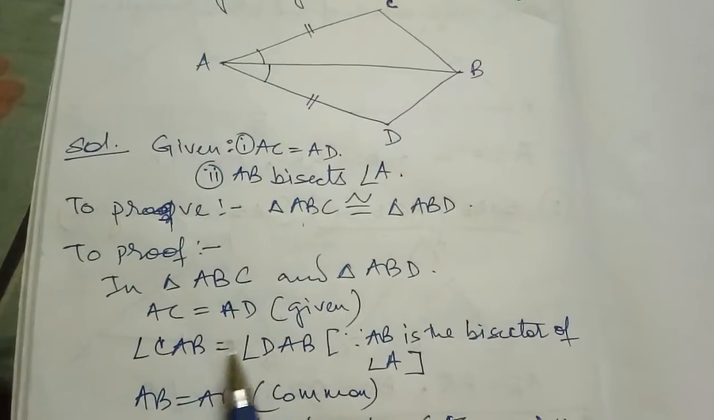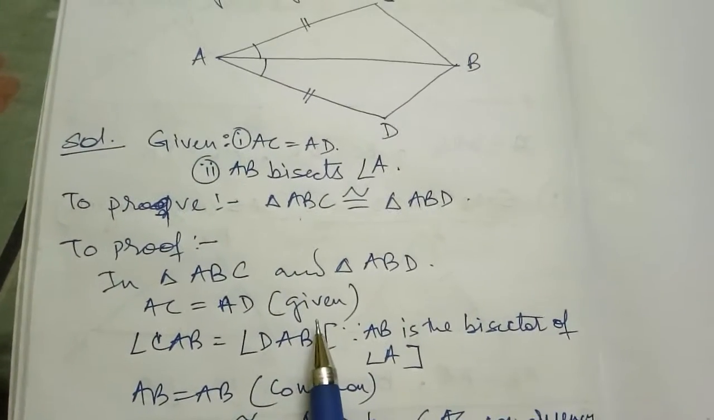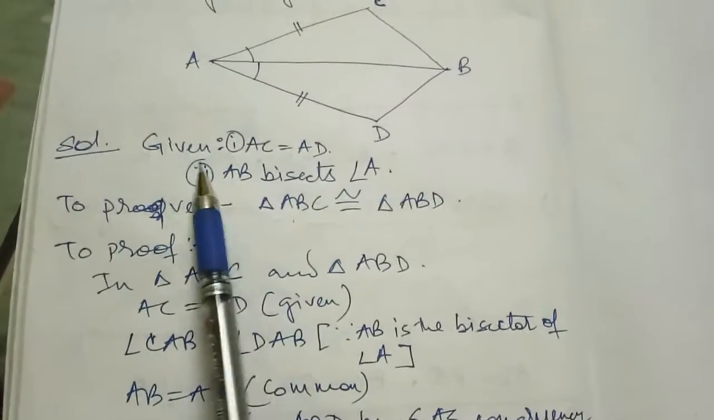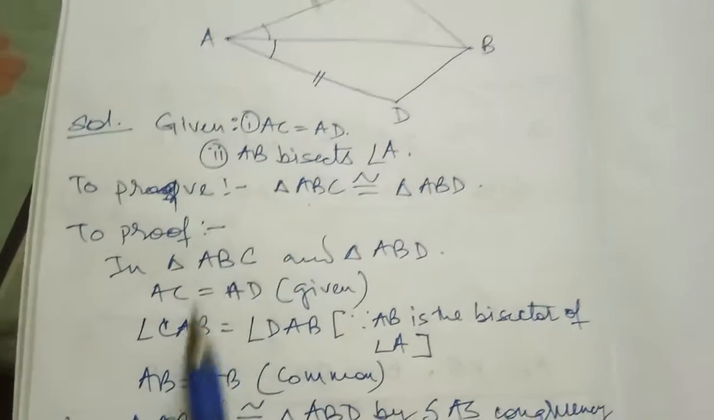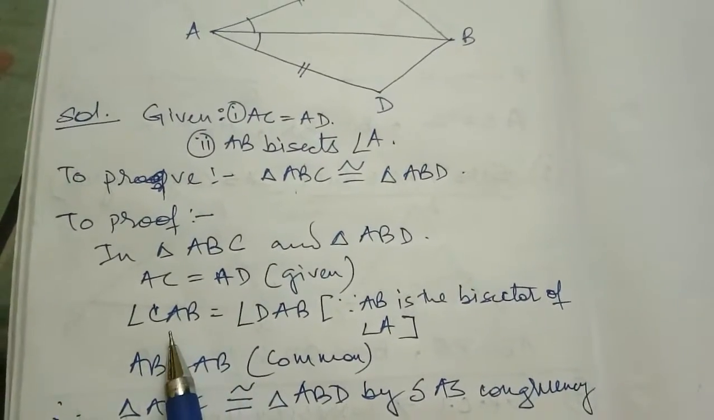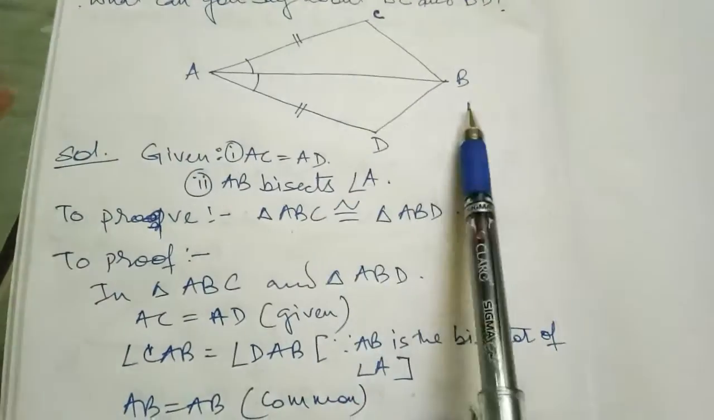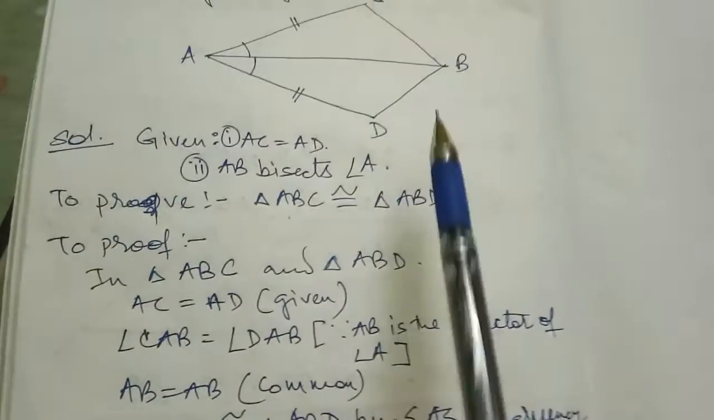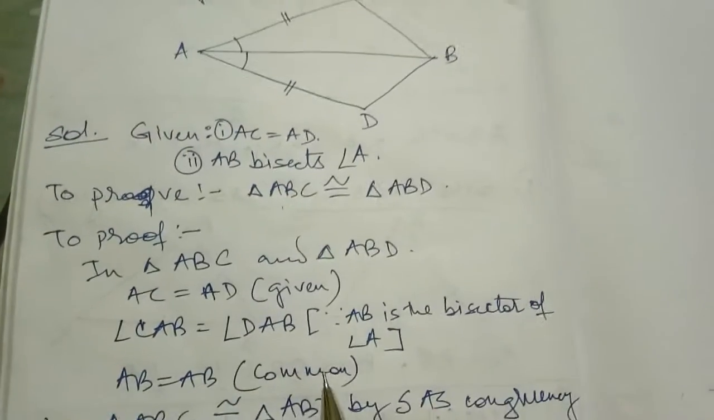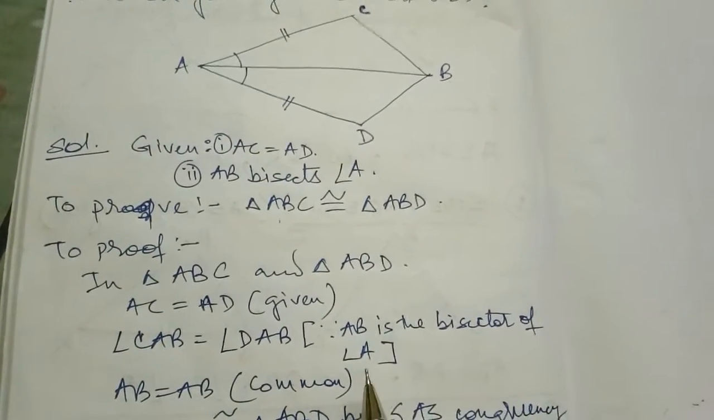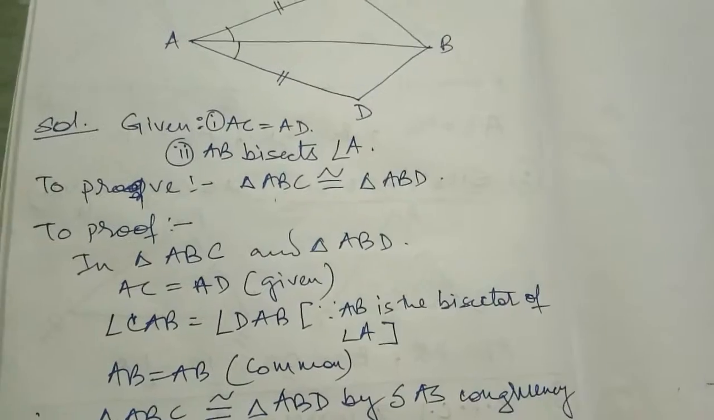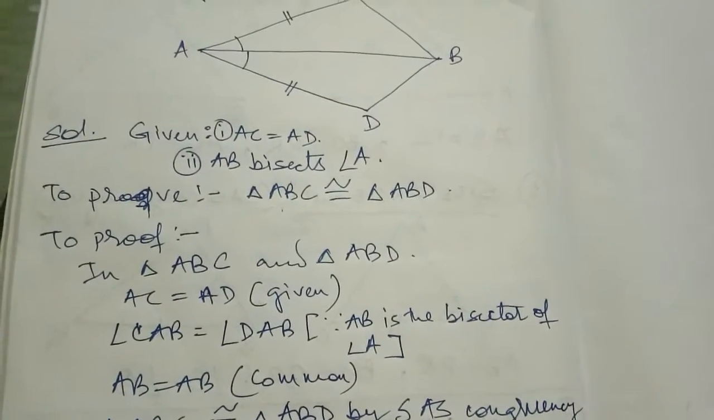AC equals AD, given. Why given? Because it is given in the question. I have written it already over here. Now angle CAB equals angle BAD, or DAB, same concept. That is because AB is the bisector of angle A. If the bisector is given, that means both the angles will be equal to each other.